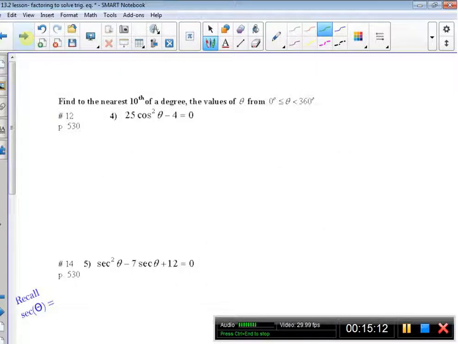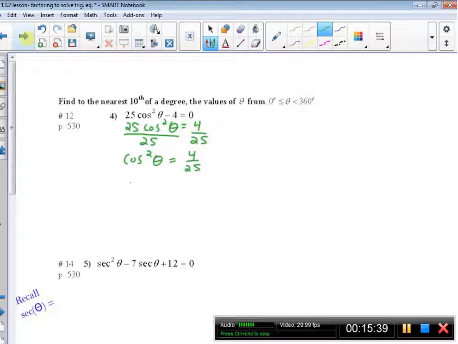All right, find to the nearest tenth of a degree. Okay, so I'm going to just keep the cosine squared in there. If you want, you can solve it as x squared on the side. I would have 25 cosine squared theta equals 4 if I add 4 to both sides. And then if I divide both sides by 25, I get cosine squared theta equals 4 over 25.